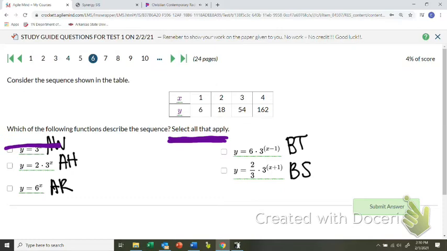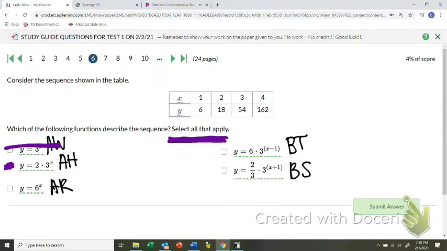You did 2.3. It's 2 times 3 to the x. Make sure, if you put that one in, it's 2 times 3, not 2.3. So now, Allie, looking at that table, does it match the one on the board? 1, 6, 2, 18, 3, 54, 4, 162. Yes. So this one is an answer.